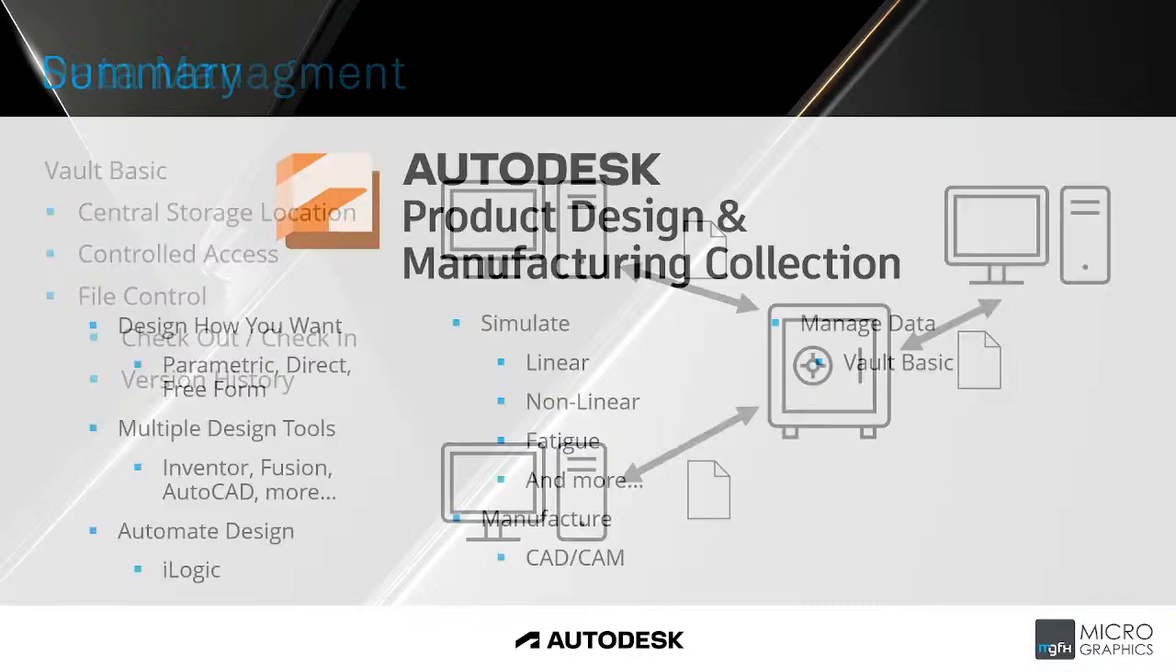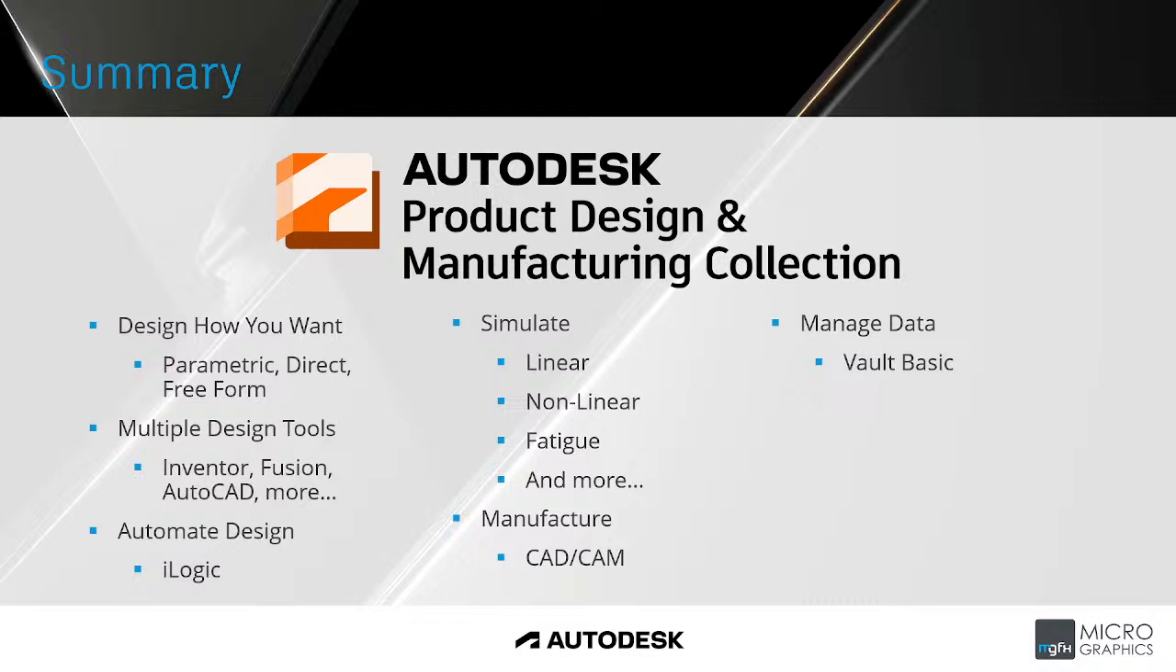So with that said, this is going to bring us to the summary, close to the end of the session. So to summarize, the product design and manufacturing collection essentially gives you options to design how you want. What I mean by this is you can design using parametric modeling. If you prefer direct editing, you can do that. If you need to create organic shapes, you can use freeform. It gives you multiple design tools, so you can choose the tool you're more comfortable with: Inventor, Fusion, AutoCAD, and more.